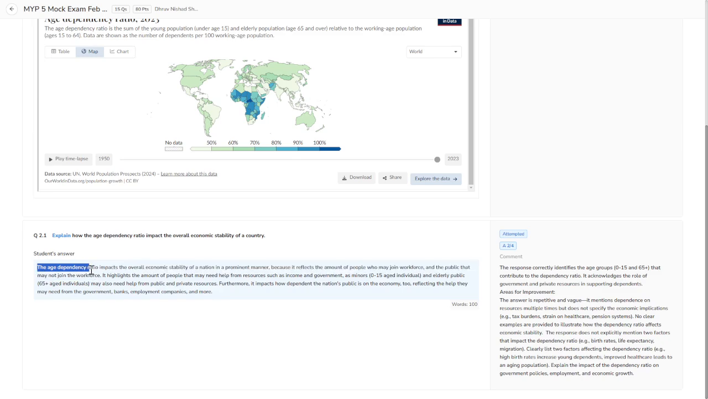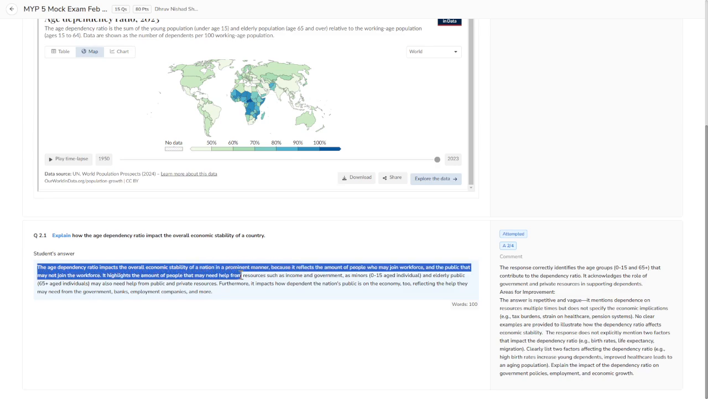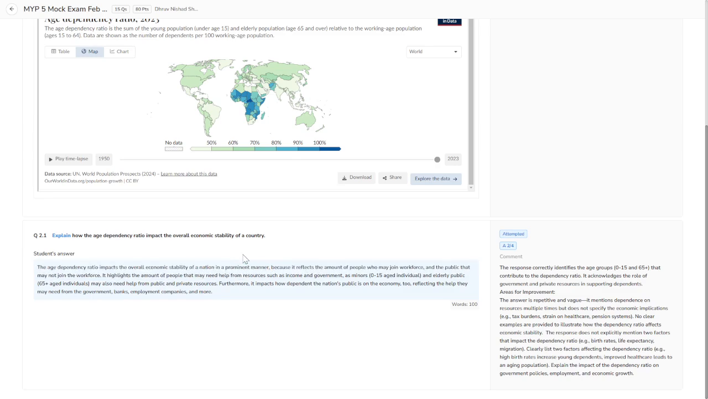The age dependency ratio impacts the overall economic stability of a nation in a prominent manner. I've used prominent to show the extent to which it impacts the overall economic stability, because it reflects the number of people who may join the workforce and the public that may not join the workforce. Obviously, a workforce is extremely integral in determining the economic stability of a country. So that was one impact, which I've not really explained.